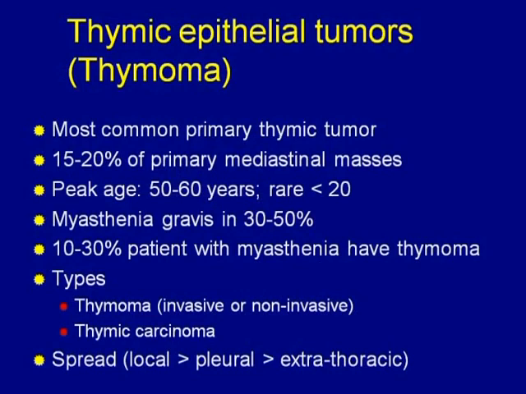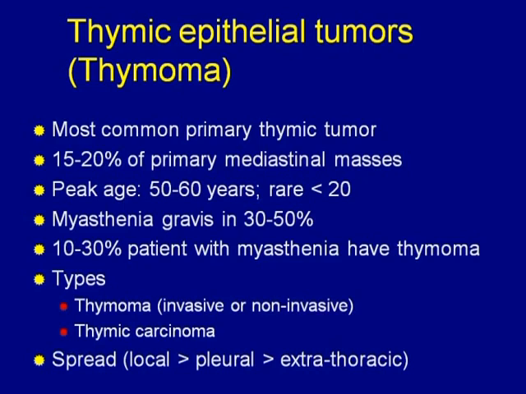The most common primary thymic tumor is the epithelial tumors, and it forms a fairly high percentage of mediastinal masses. The peak age is over 40, usually in the 50 to 60 range, and it's uncommon or rare even in patients who are young. Clearly it has an association with myasthenia gravis, as you know, and then there are several types of thymic epithelial tumors. Thymoma, either invasive or non-invasive, thymic carcinoma.